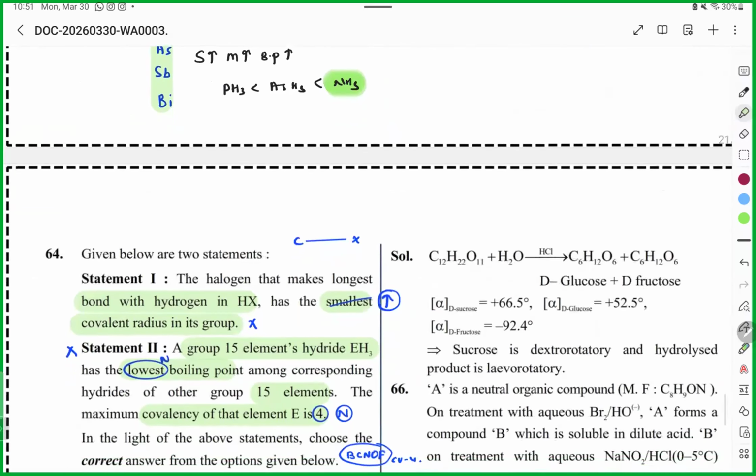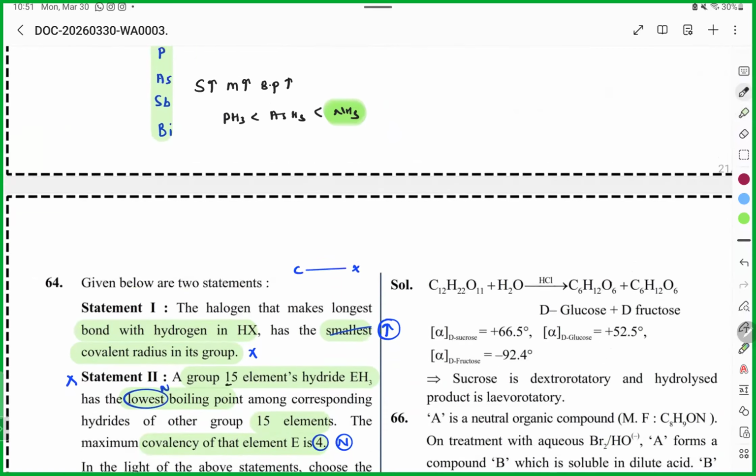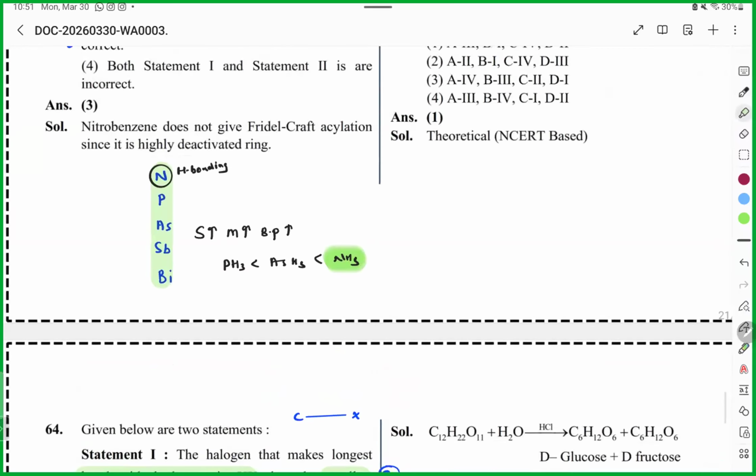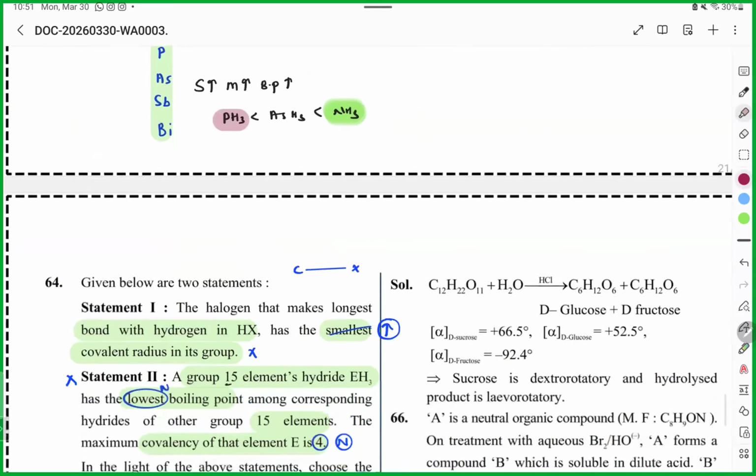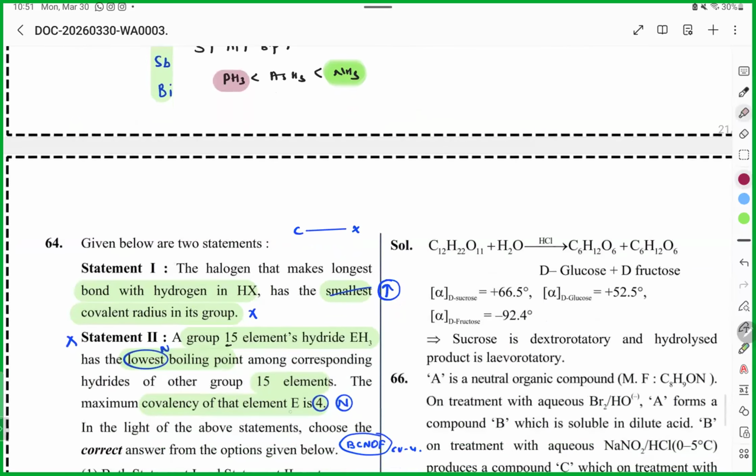Any doubt, guys? No, sir. If you are saying group 15 hydride lowest boiling point, which one has the lowest boiling point? PH3 boiling point is minimum, correct? If it is minimum, then maximum covalency should be 4. No, it can be 6. For nitrogen, it is 4.